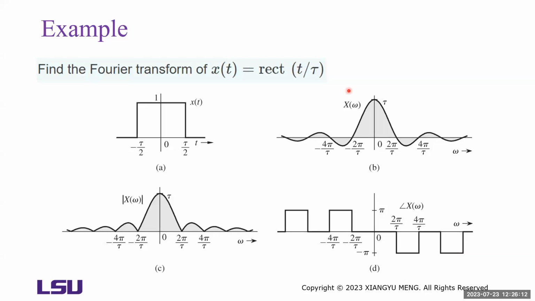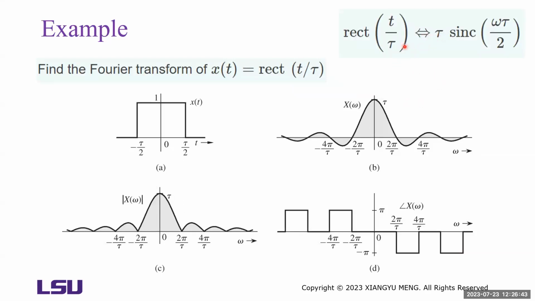In this example, I will show you how to find the Fourier transform of the rectangular function. So that is the gate pulse function. So this is the gate pulse function expanded by a factor tau from the unit gate pulse. I will show you the calculations using MATLAB. So here, let me directly show you the result.